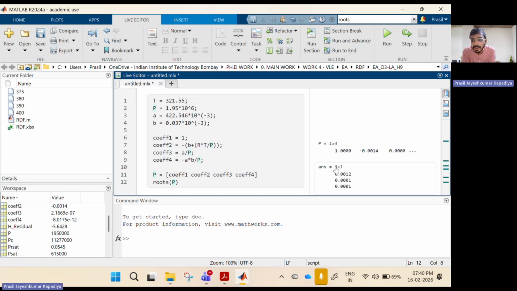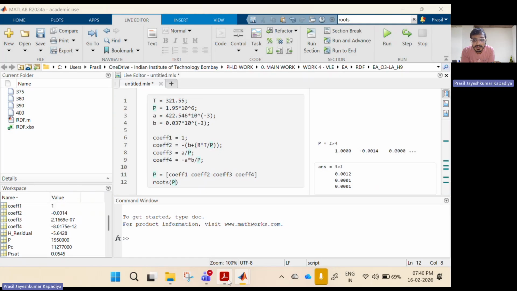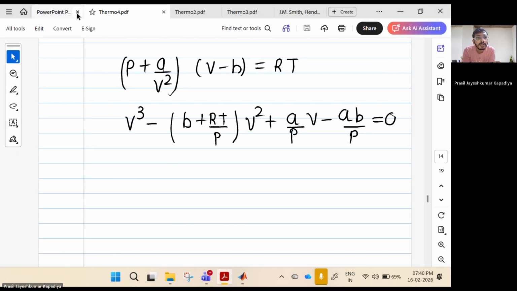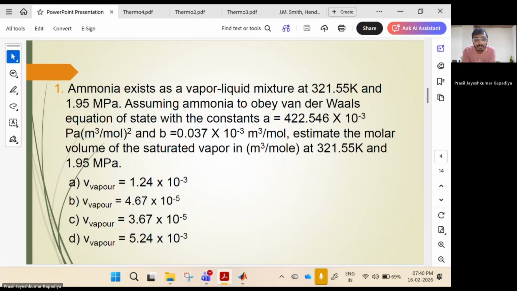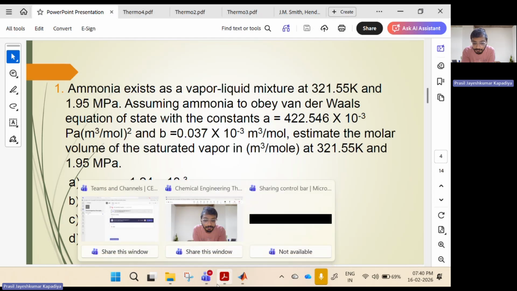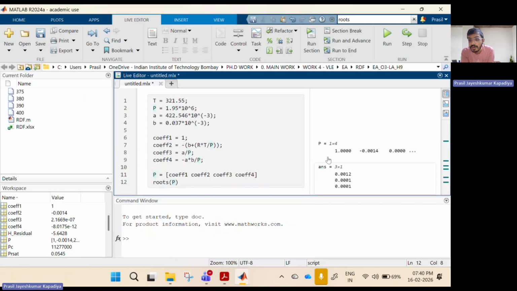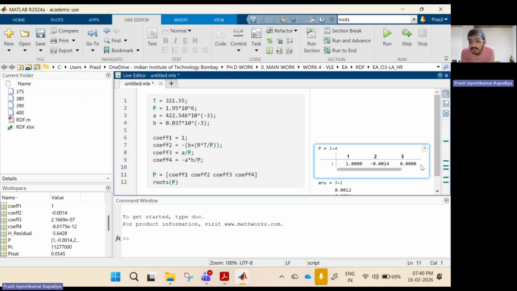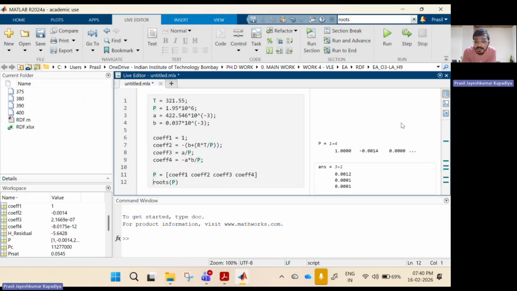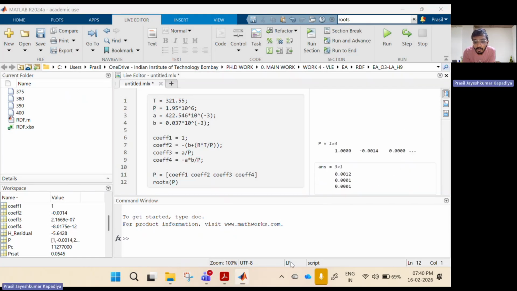So when I'm solving it, I have one root as 0.0012. The second root is negative, which doesn't make any sense. And the third root is approximately coming out to be 0.